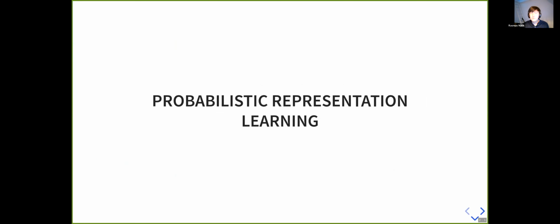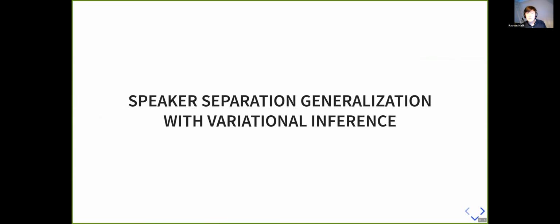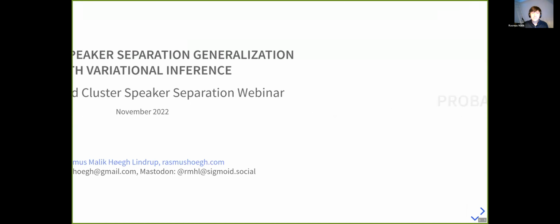I'll try to walk you through what we call probabilistic representation learning, what that is, and I'll try to connect that with speaker separation and how we can improve the generalization that Lars also touches upon. And Mads also talked a little bit about variational inference. So that's a core concept of what we're doing, and it ties into all of this before we wrap up.